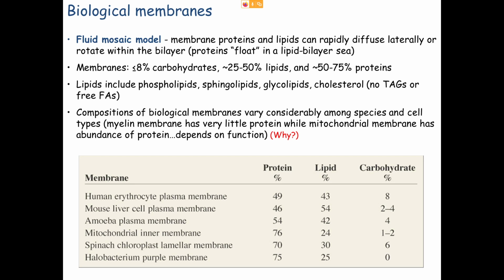So let's look at these 3 components and think about the simplest membrane we can think of in a biological setting. Let's go to a simple bacterium. At the very bottom of the list here is our halobacterium purple membrane, a very simple bacterium that lives in a saltwater solution. If you look at its membrane composition, it's about 3/4 protein and 1/4 lipid. An easier way to think about that is the lipid bilayer is just chock full of protein, as much as you can stuff into the membrane.